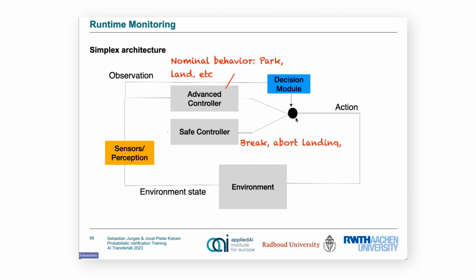To always use the safe controller. And so you have two controllers, they both put an action, and that action is going to update your environment, and that leads to sensors that, again, feed into your controllers, but also into your decision module. And so in particular, you don't really know in which state your system is, but you only have a view on the environment through your sensors and your perception modules.